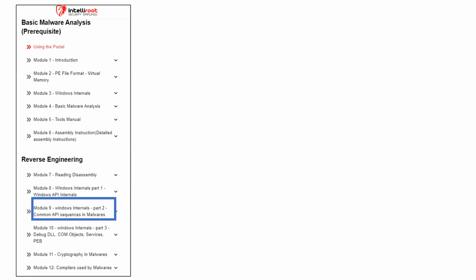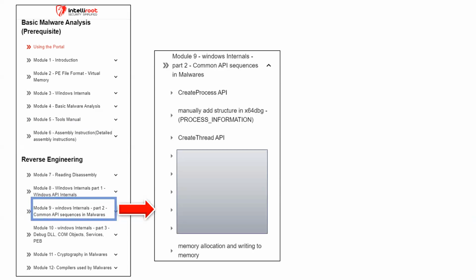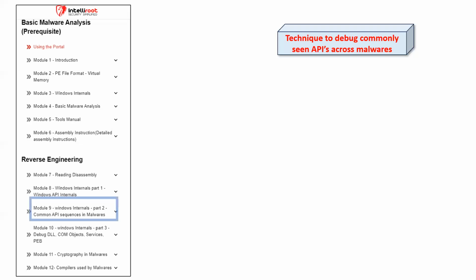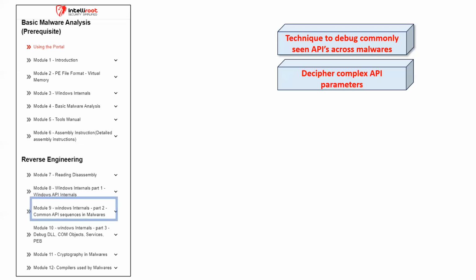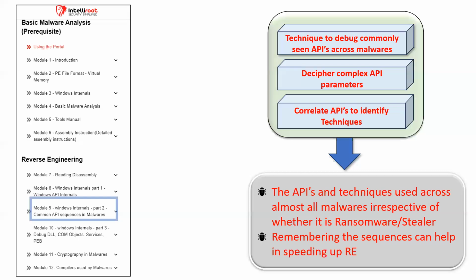Module 9 also covers Windows internals, but here I talk about the common API sequences seen in malwares irrespective of whether they are ransomware or bots or belong to any other malware family. Here you are going to learn some techniques to decipher complex API parameters, like the structures passed as parameters to APIs. Here you will again learn to correlate APIs to identify certain techniques. And if you go through this module and remember the API sequences taught here, then it is going to speed up your reverse engineering process.